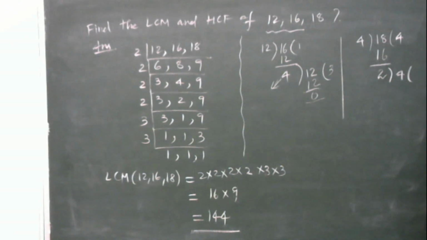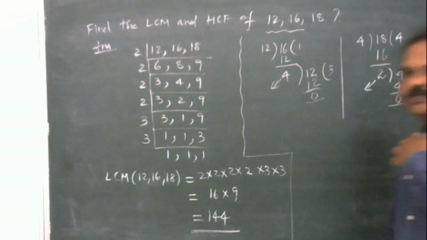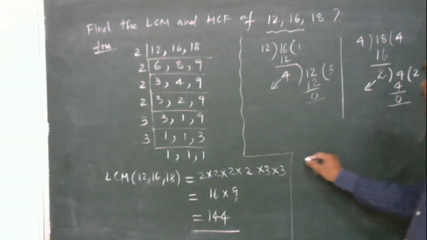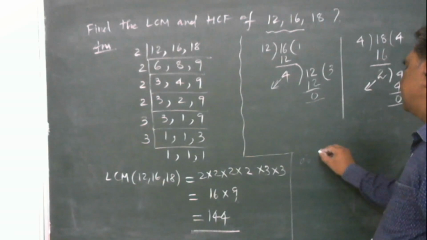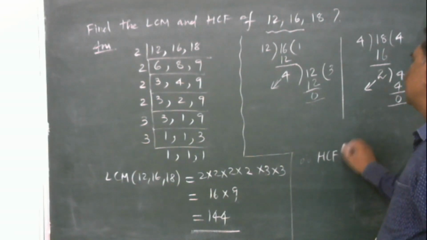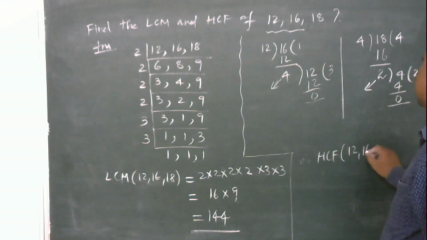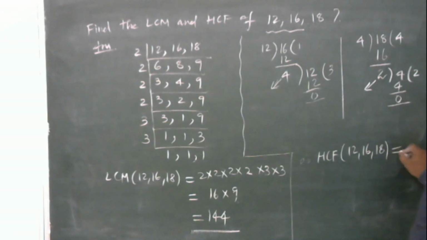Continue this. How many times does 2 go? 2 twos are 4. So we have got 0. Now this is the number which is the HCF of all the three numbers. Therefore, we can write the HCF of all the three numbers 12, 16 and 18 is equal to this number 2.